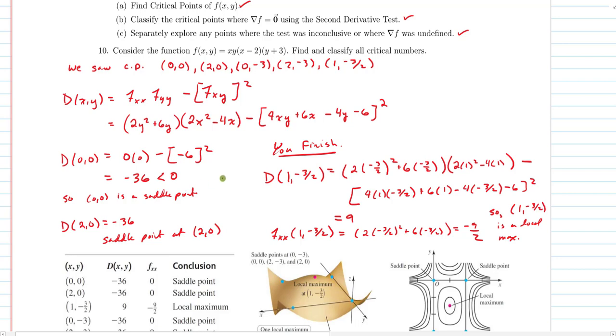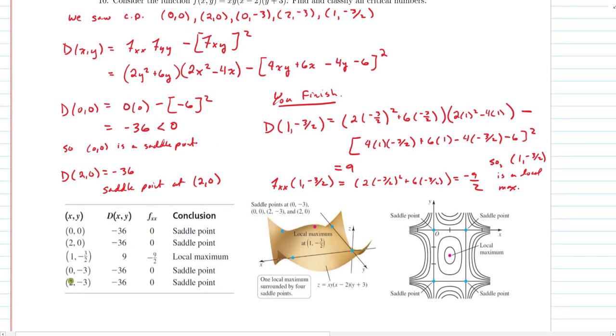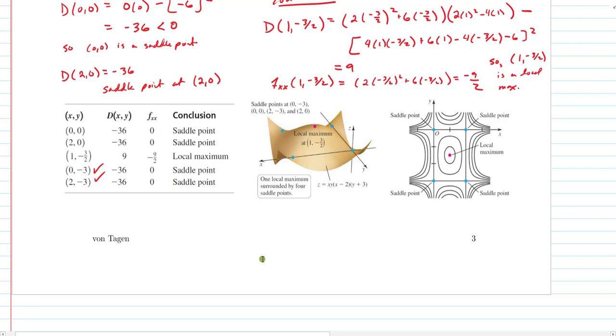Okay, folks, please go ahead and finish this out. I think we've checked 3 out of the 5 points. I'll leave you to check the other 2, confirm that they're saddle points, and then go ahead and work on MyMathLab for this section.